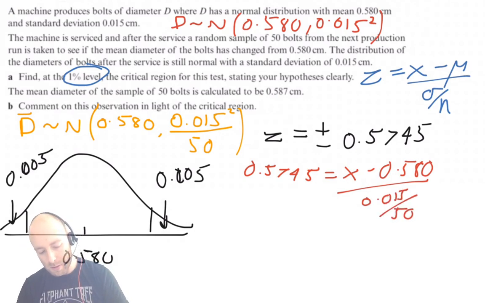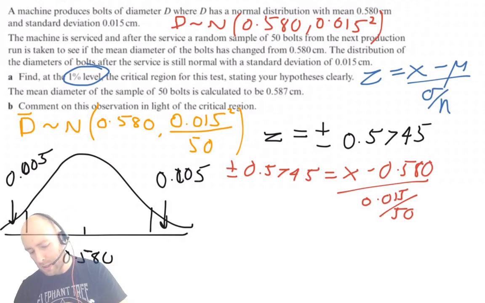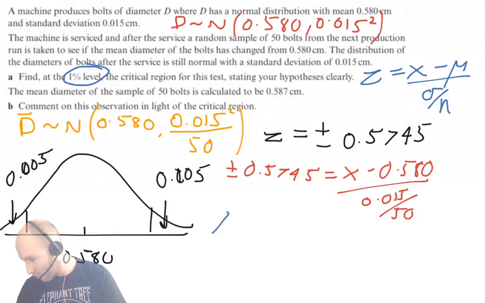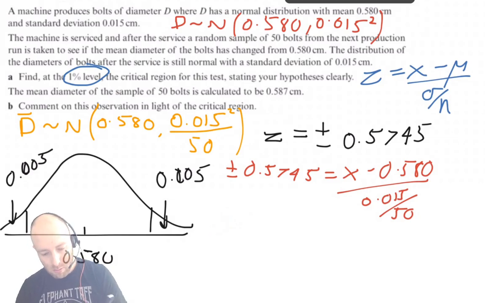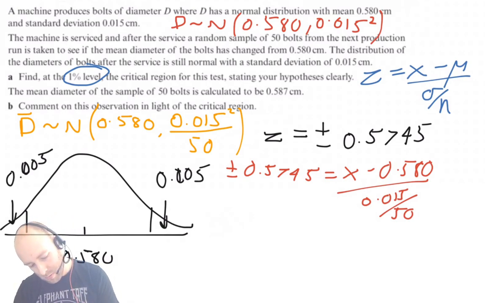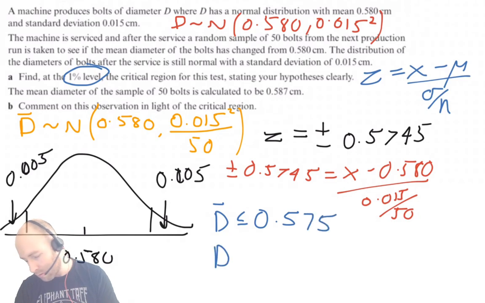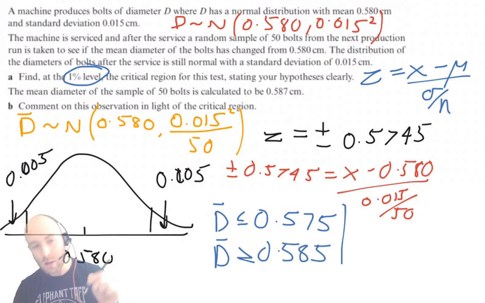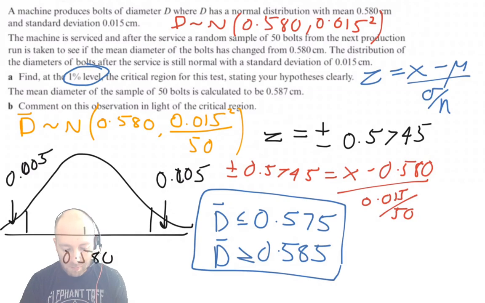Cool. And z is plus or minus. There's two of these. I'm going to skip this step because I'm sure you can solve that equation. So we get x equals, or d, because we're talking about the diameter of the bolts. My lower value is 0.575. My upper value, d, is going to be greater than or equal to 0.585. So that's my critical region.